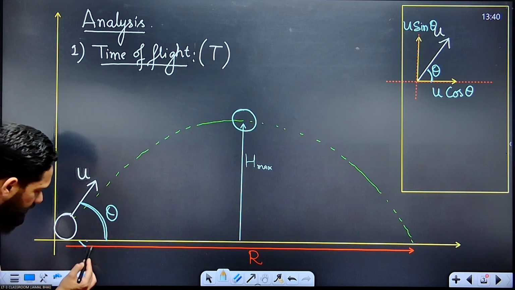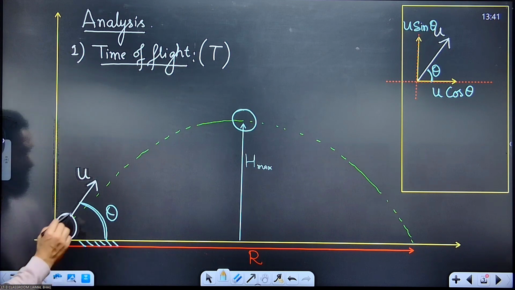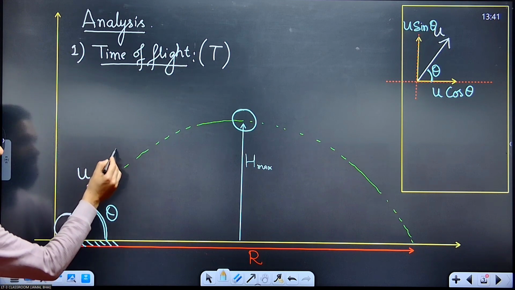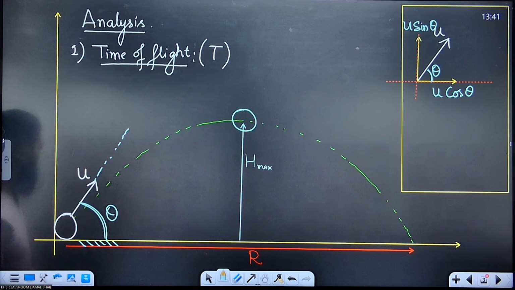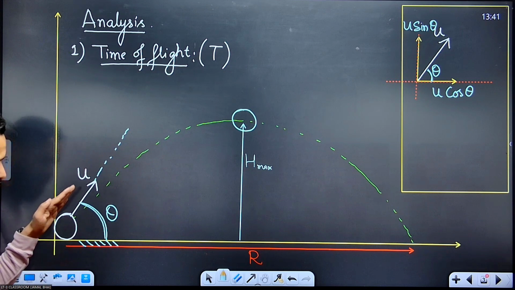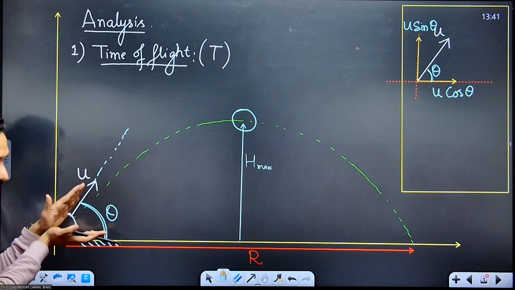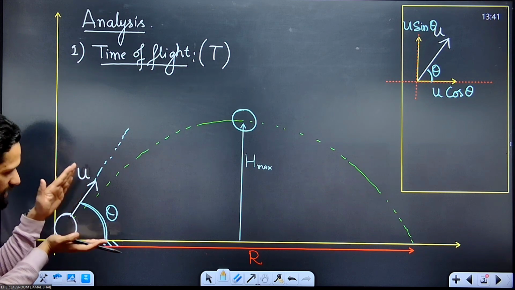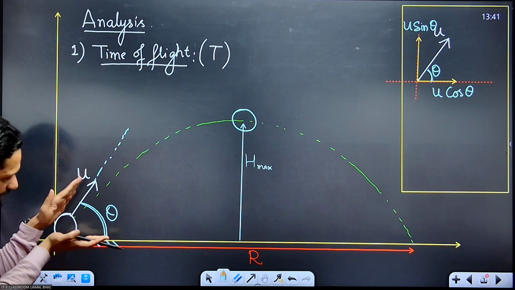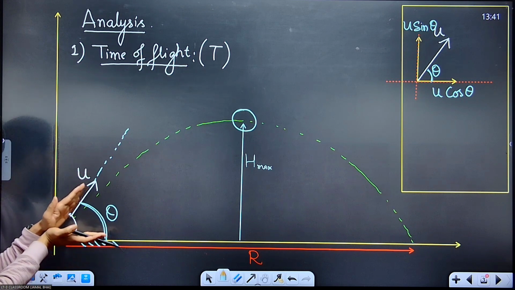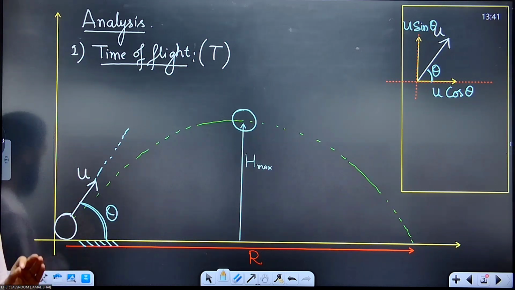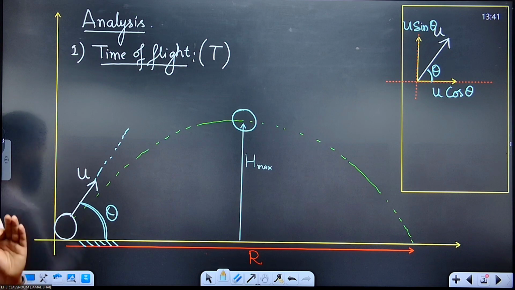This is our ground, and this is the direction in which we have thrown this projectile. So the projectile is supposed to go like this initially, and the ground is like this. So there is an angle which this velocity of the projectile is making with the ground. This is called the angle of projection.